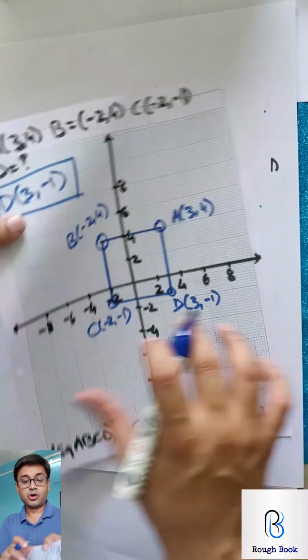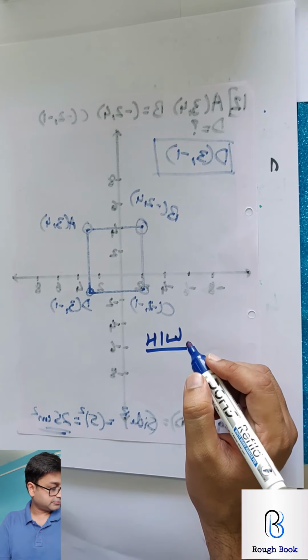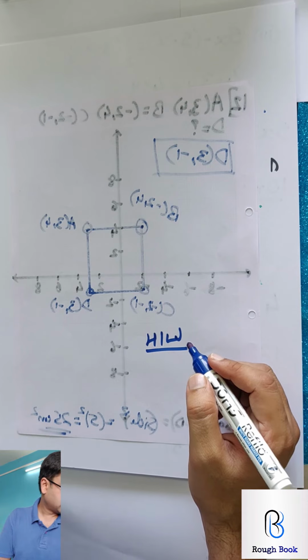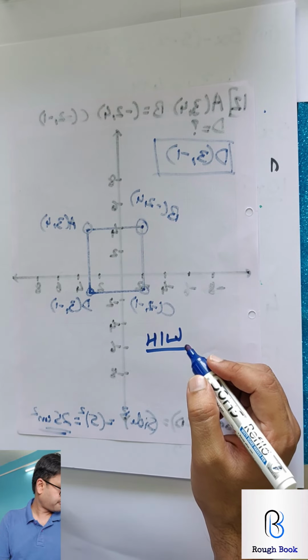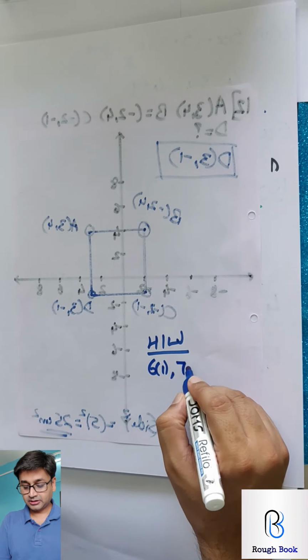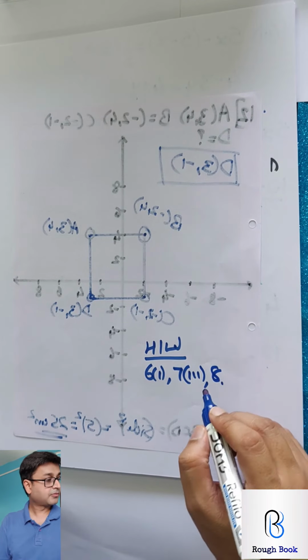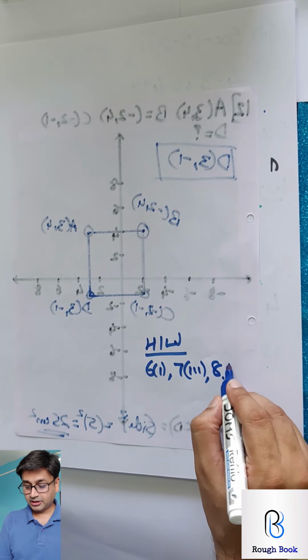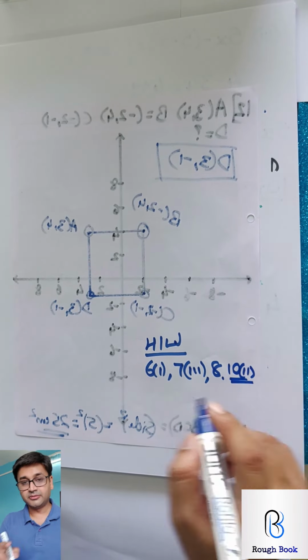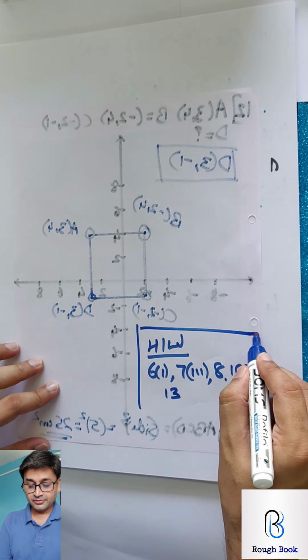Great job. For your homework, I want you to do the following sums. You can do sum number 6 part 1, 7 part 3, 8, 10 part 2, collinear it is, collinear means in a straight line, and sum number 13. Try these sums as homework.